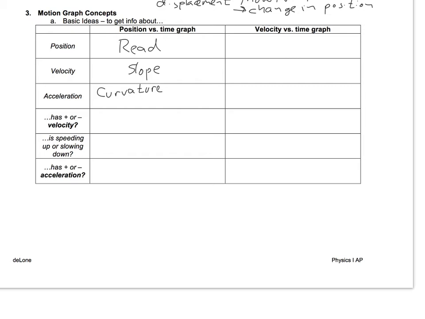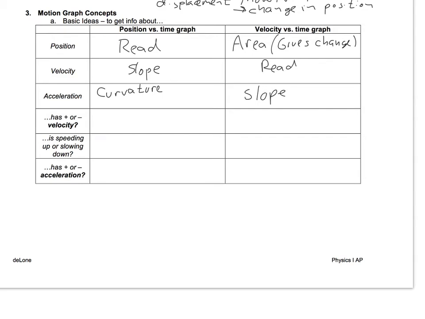On a velocity versus time graph, to get that information, for position, we're taking the area, which, keep in mind, gives the change or the displacement. To find the velocity, we're going to read the graph, and to find the acceleration, we're going to slope it, okay? A few other questions to think about.